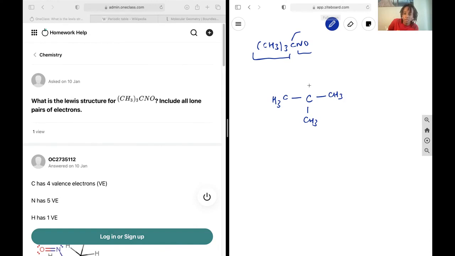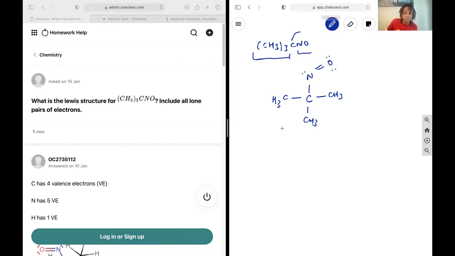And then this is going to be attached to a nitrogen that will be double bonded to oxygen. Because nitrogen likes to make 3 bonds and oxygen likes to make 2, carbon likes to make the 4, so just filling in intuitively what everything should look like.